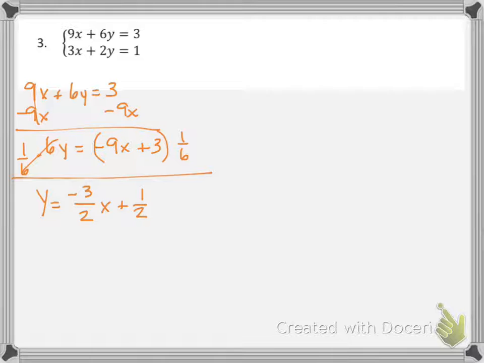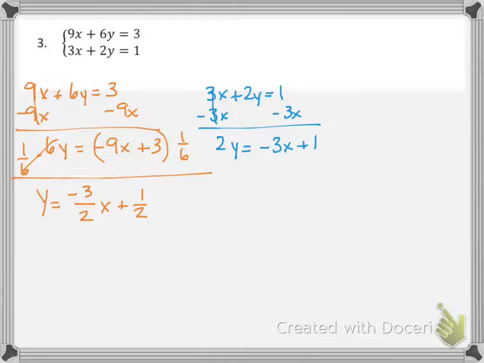Second equation in slope-intercept form, we would take 3x plus 2y equals 1. Subtract 3x from both sides. And we get 2y equals negative 3x plus 1. And then multiply by the reciprocal of 2. And multiply this expression by the reciprocal of 2. And here's what we get. Y equals 1/2 times negative 3 is negative 3 halves x. And 1/2 times 1 is 1/2.